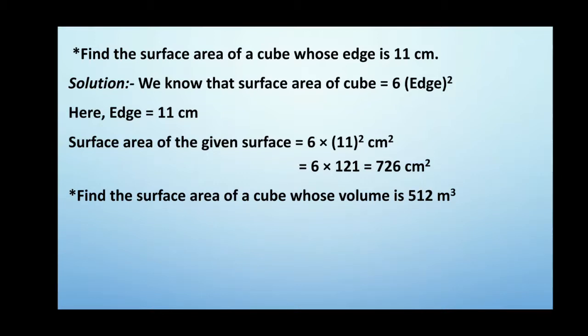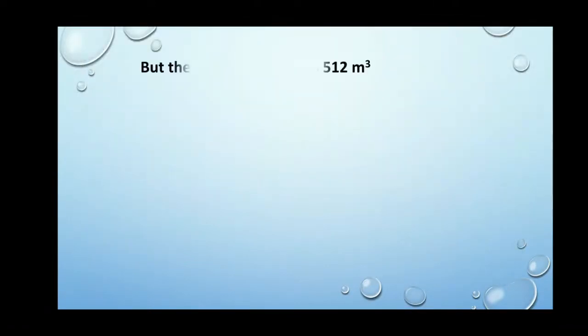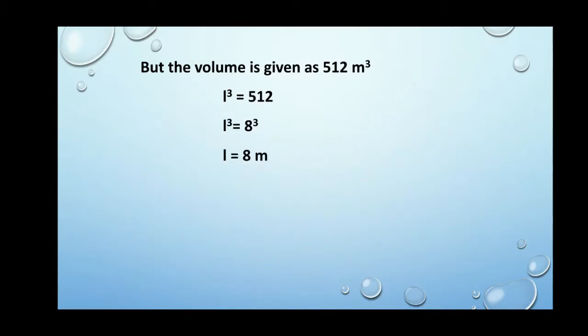Find the surface area of a cube whose volume is 512 meter cube. Solution. Let the length of an edge of the cube be L meter. Then its volume is L cube, because the volume of the cube is equal to L cube, or side cube. But the volume is given as 512 meter cube. So L cube is equal to 512, or L cube is equal to 8 cube, because we can also write 512 as 8 into 8 into 8, or 8 cube. So it means that L is equal to 8 meter, meaning side is equal to 8 meter.